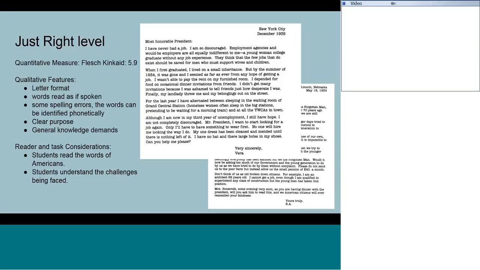The reader and task considerations, which I would also look at when assigning a reading, are that students are reading the words of real Americans, and they're looking for the challenges that are being faced. Next slide, please.